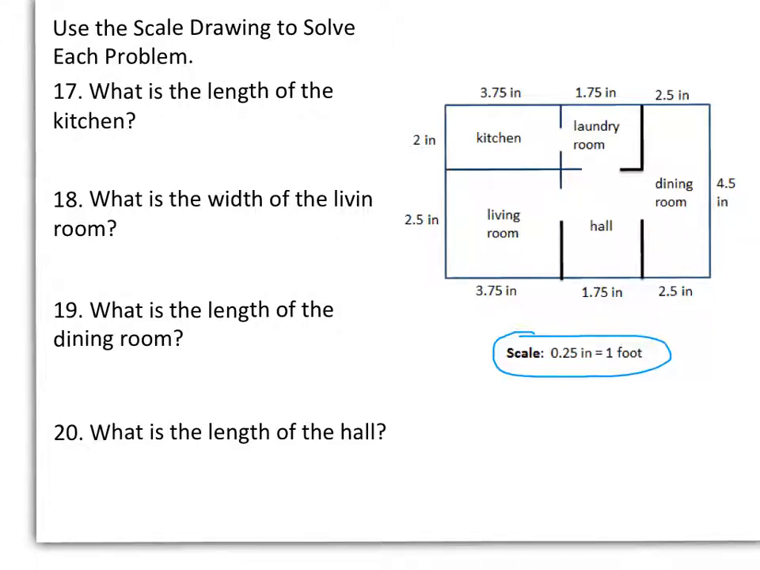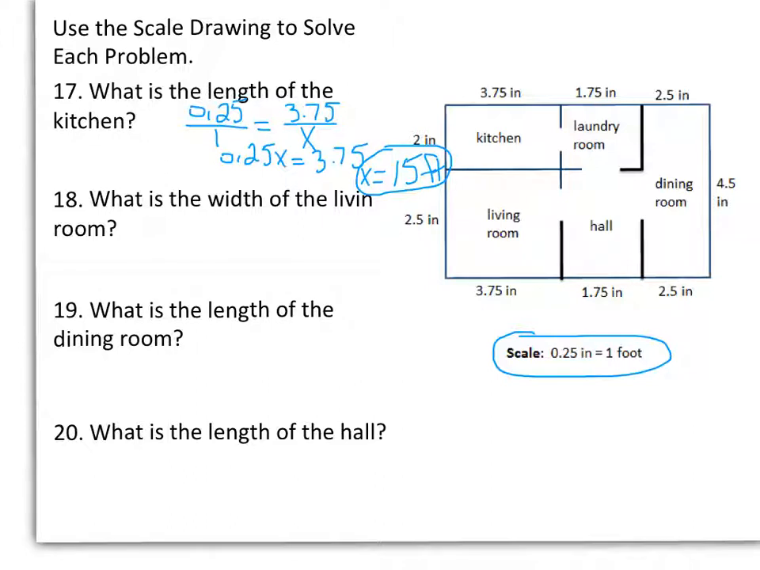Well, first we're going to write our ratio of our scale. So 0.25 inches is to 1 foot, as 3.75 inches is to how many feet for our length of our kitchen. So we're going to be writing proportions to find what our lengths and widths are in terms of feet. So we can take the cross product and divide to find x. So the length of our kitchen is 15 feet.